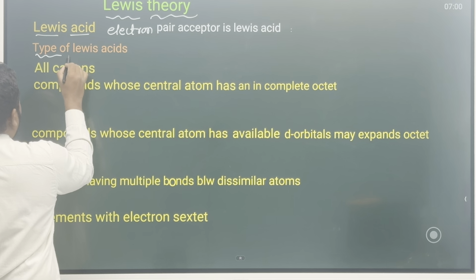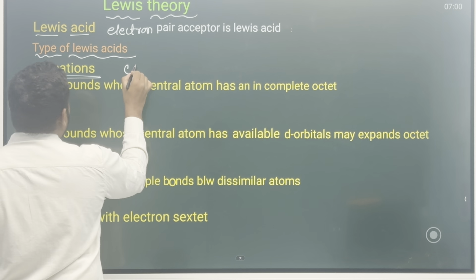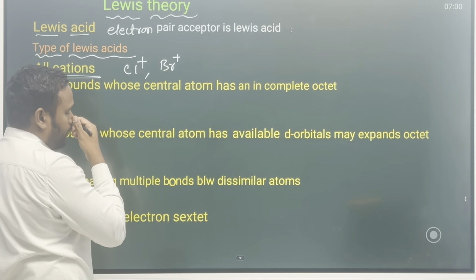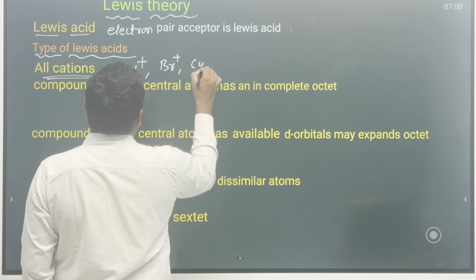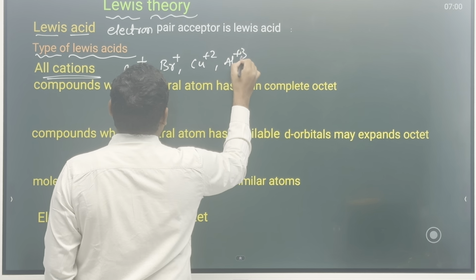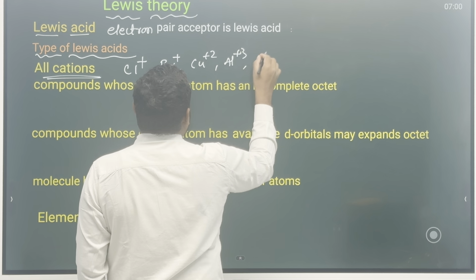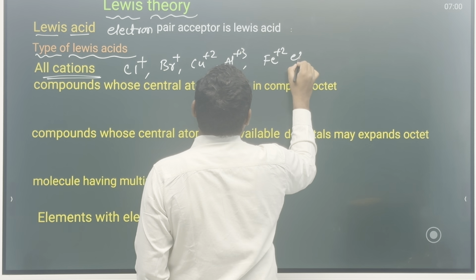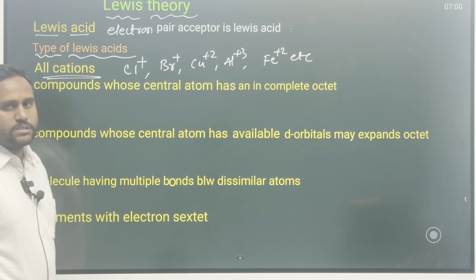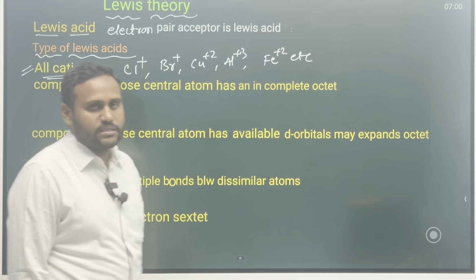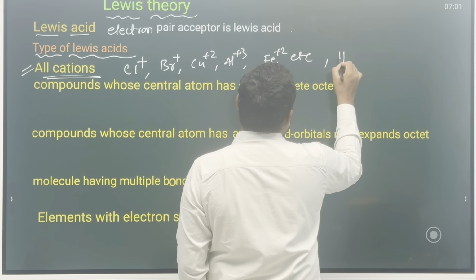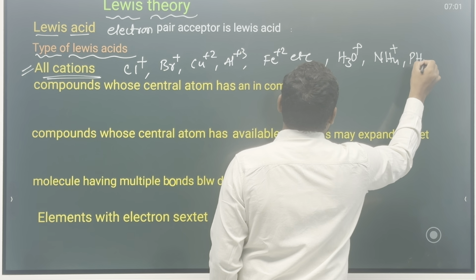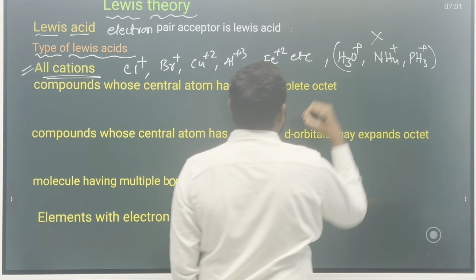So here there are different types of Lewis acids. All cations, like Cl plus, chloronium ion, Br plus, bromonium ion, and next Cu plus 2, Al plus 3, Fe plus 2, etc. So these all act as Lewis acids. All cations can act as Lewis acids, but except H3O plus and NH4 plus, PH4 plus. These do not act as Lewis acids.